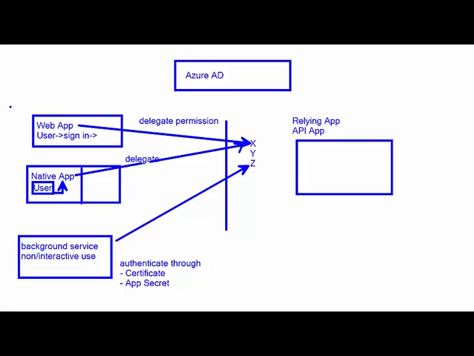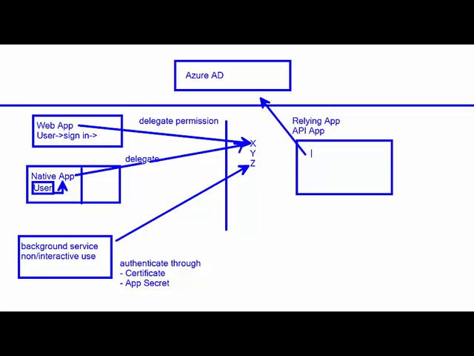So in these different types of workflow, Azure AD has to be aware of both sides of the security mechanism. So the API app must declare X, Y, and Z. So it must declare that I have these X, Y, Z APIs, and these are the permissions you need in order to invoke them.